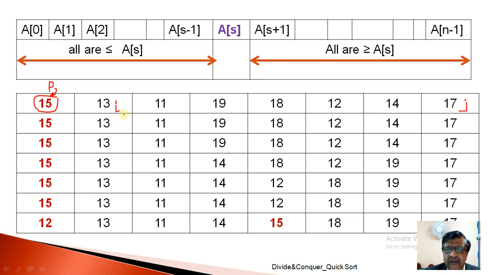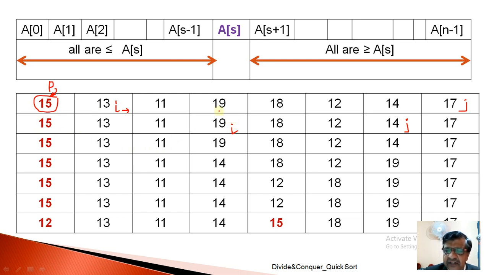When it moves, so here i has to move to 11 because it starts moving in this particular direction. It will come to 11, then it will come and stop here at 19 because 19 is greater than the pivotal element, which is 15. Now j will start moving. 17 is definitely greater than 15, and it will come and stop over here because 14 is lesser than 15. 14 is lesser than the pivotal element.